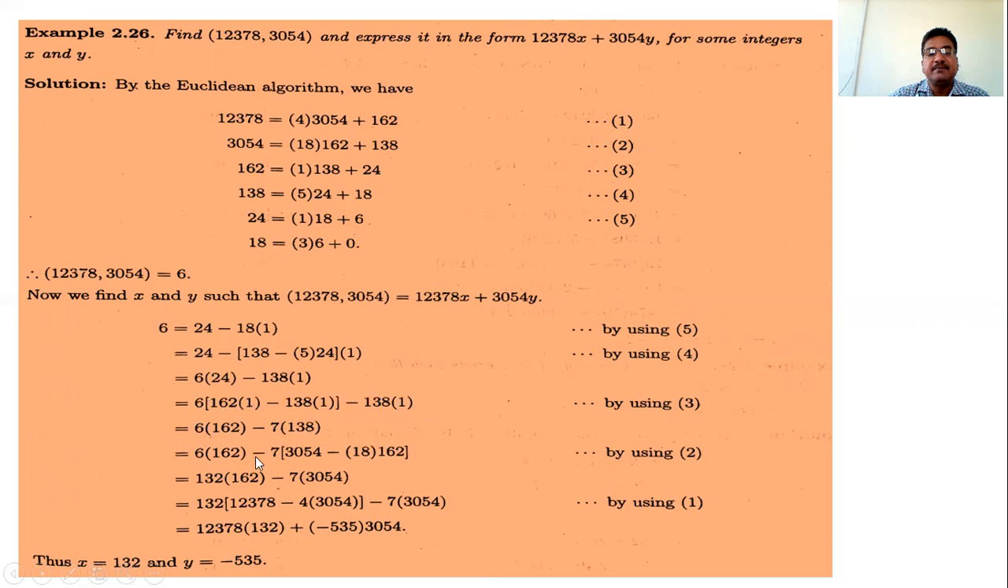Then substitute the value of 138 as 3054 minus 162 into 18, the value of 138 here is 3054 minus 162 into 18, and then multiply by 7 here. What do we have? Minus 3054 into 7, and minus minus becomes plus 162 into 7 into 18. Okay, and plus 6, this is the number 162.